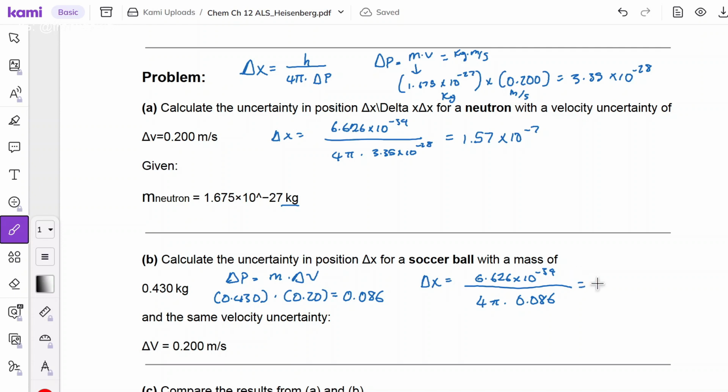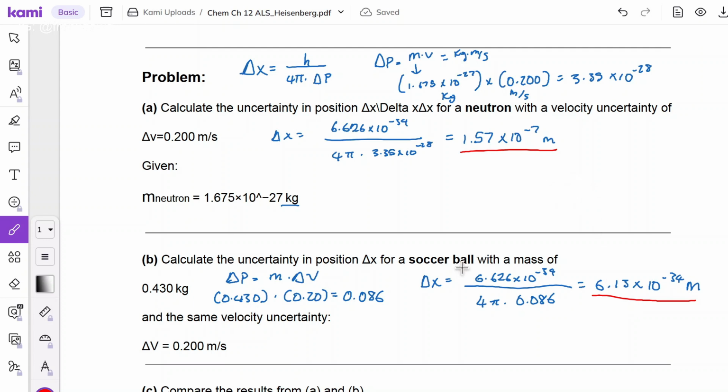After we plug that in, we get 6.13 times 10 to the negative 34 meters at the end for both of them. Actually, the units, after they all cancel out, the uncertainty in position gives meters. Now when we compare these two values, we can see that 10 to the negative 34 is a lot smaller than this, which means this uncertainty is a lot smaller than that.